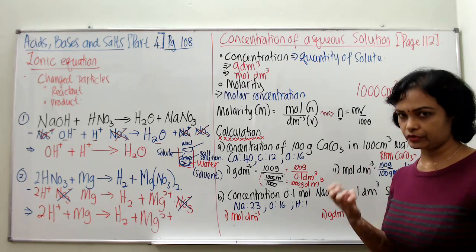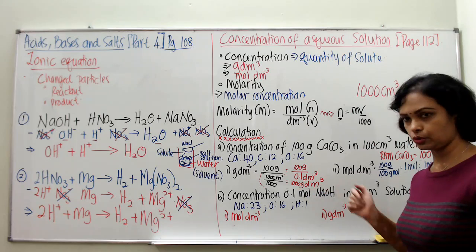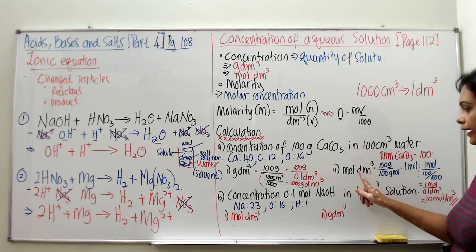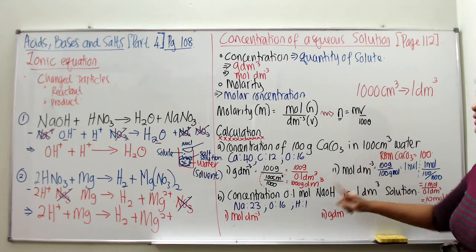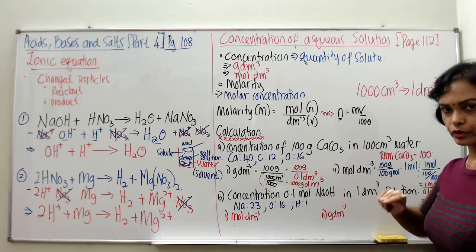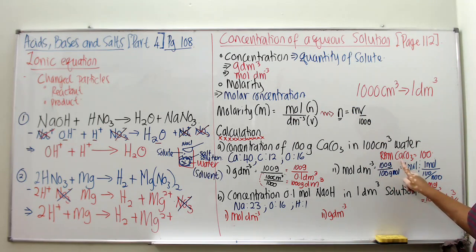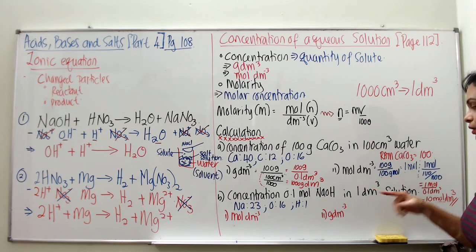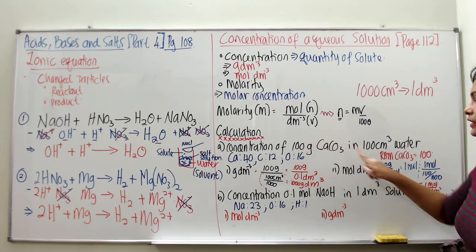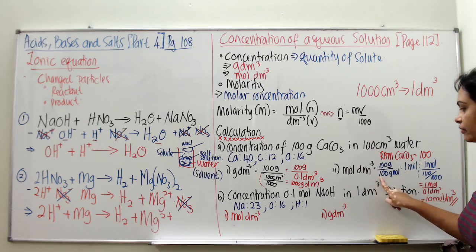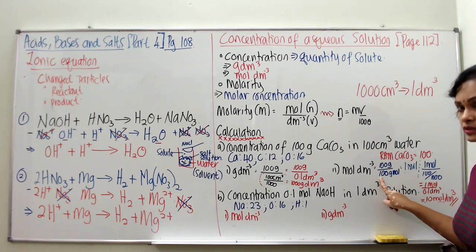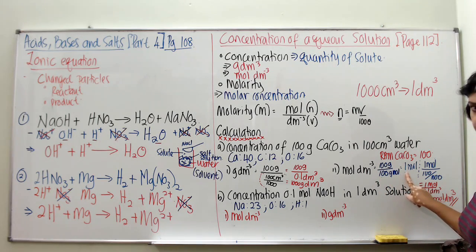So you can calculate when I'm showing this. Alright, now second, I'm asking you the concentration in the form of mole per dm cube, where relative atomic mass for calcium carbonate is 100. Thus, the molar mass is 100 gram per mole. So what we do is, the mass given is 100 gram. You divide it with molar mass, which is gram per mole. You get 1 mole.